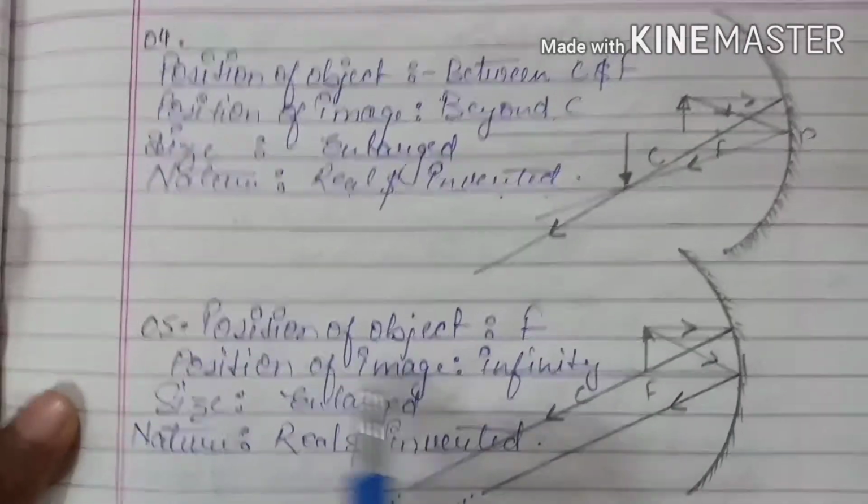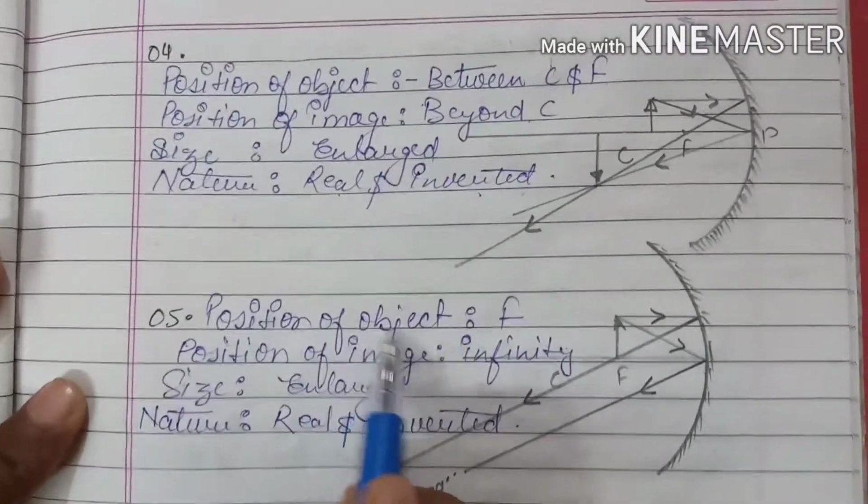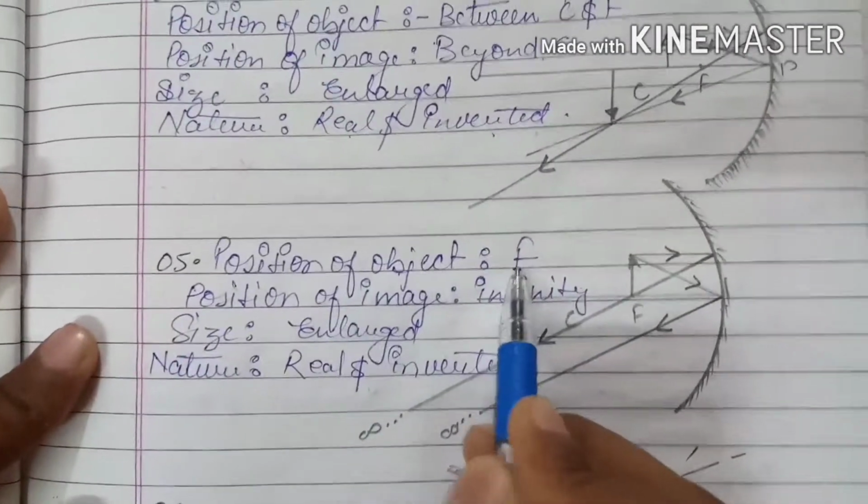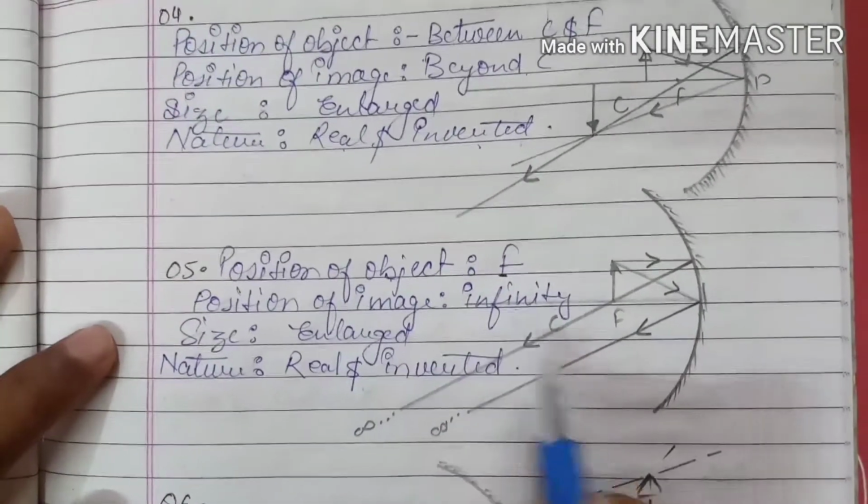In the fifth case, when we place the object at F, which is the focus, we will get the image at infinity.